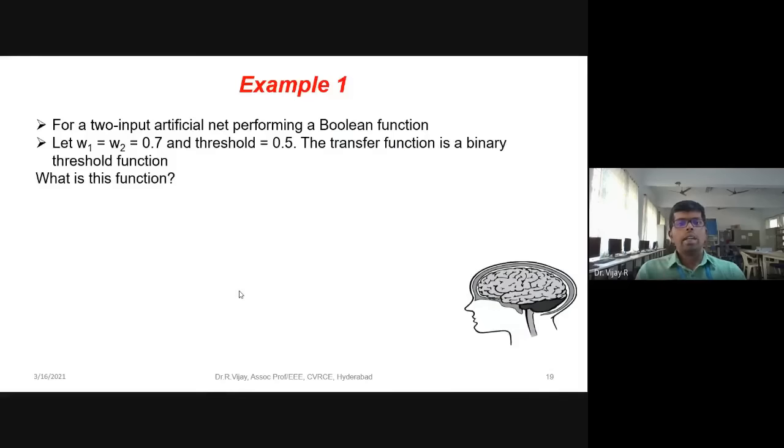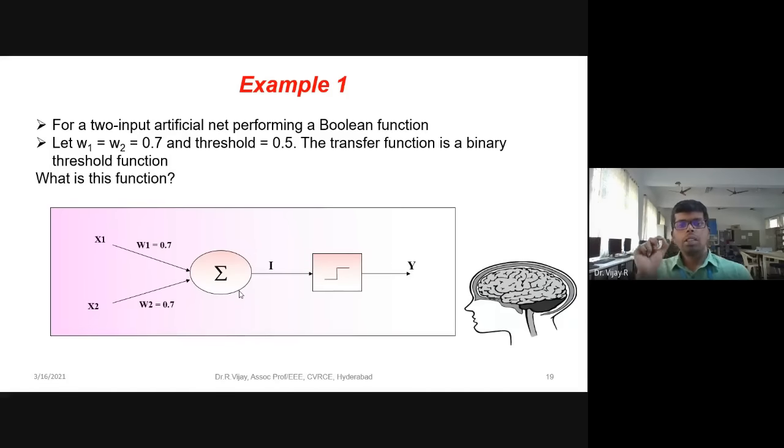Next, I'm going to give you a very simple example. x1 and x2, I'm going to input.